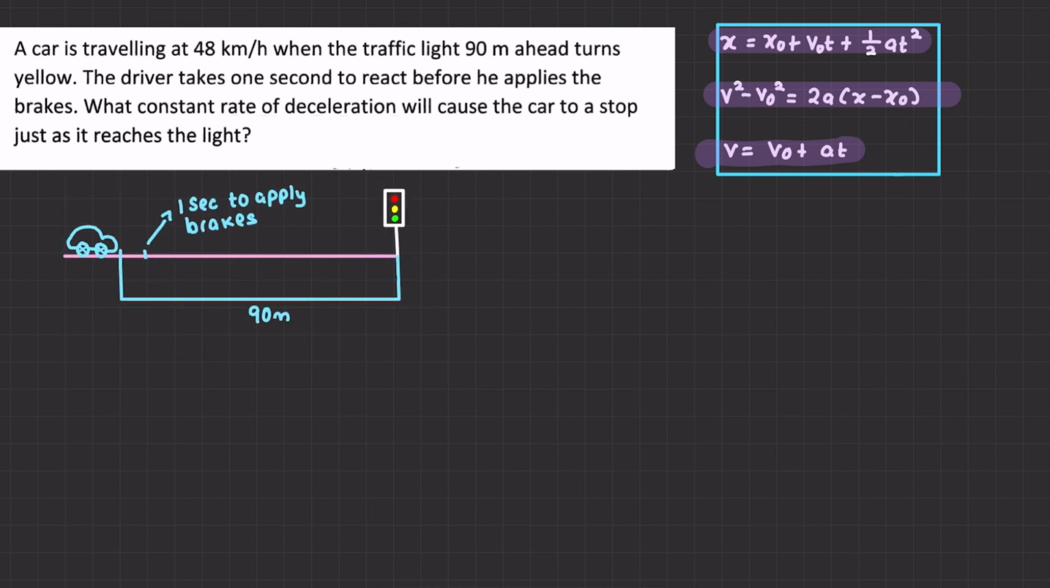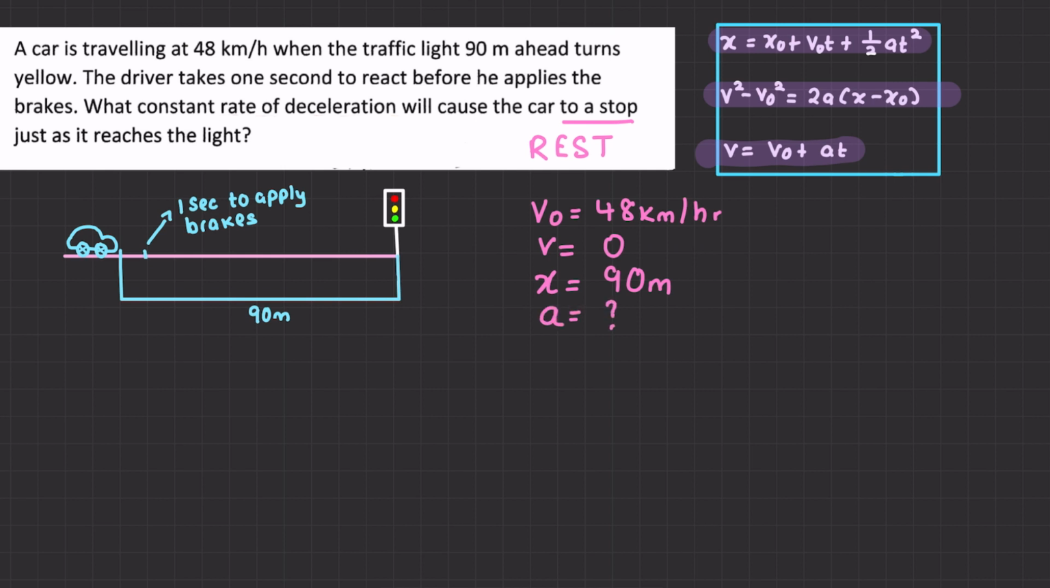So firstly, we're going to write down the values that they gave us. So they gave us initial velocity. They also gave us final velocity because they said come to a stop, right? So that means it's coming to rest, and that means the final velocity will be 0. And we also have the distance. And we're looking for a, acceleration.